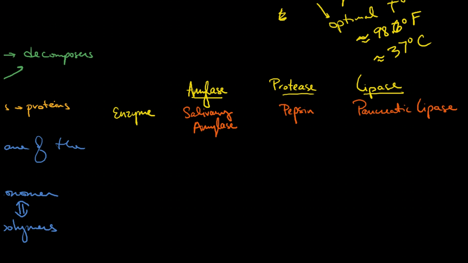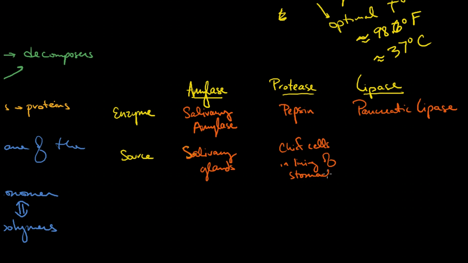All right, so the source for the salivary amylase is the salivary glands. The source for protease is the chief cells. That's what they're called. Chief cells in the lining of the stomach. And lipase, pancreatic lipase, the source is the pancreas.